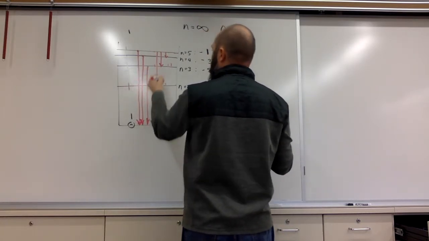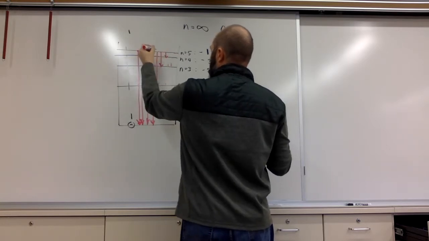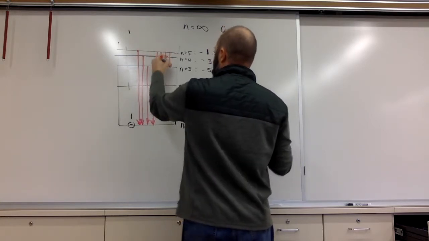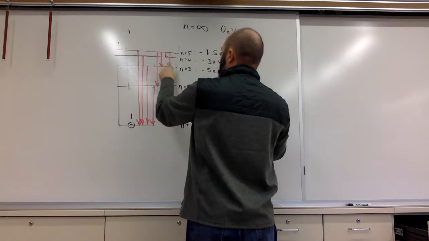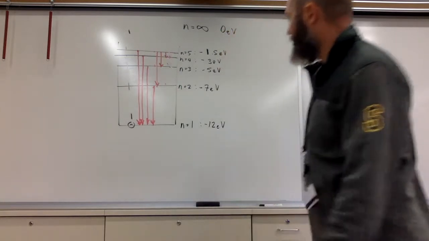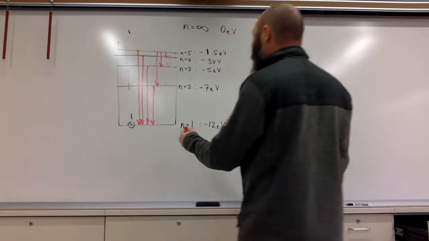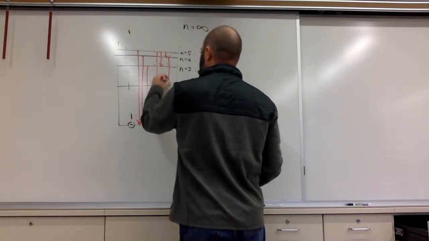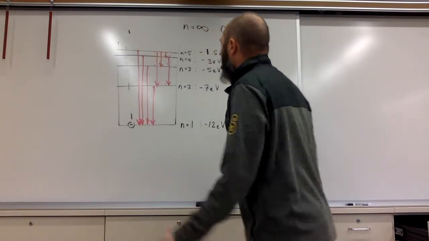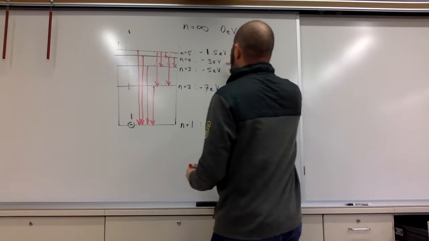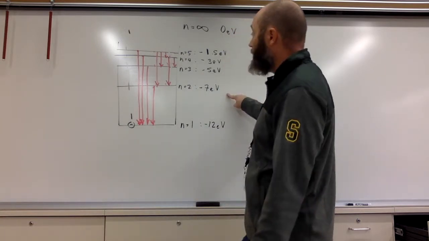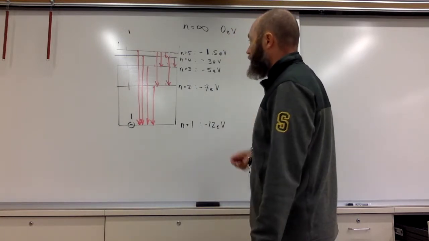What else could you emit? You could go from there down, it could go here, I've already done that one. Did I miss other ones? Let's see. I missed this one. Okay. And I missed this one. So this one would be a 4 EV photon, and this one would be a 2 EV photon.